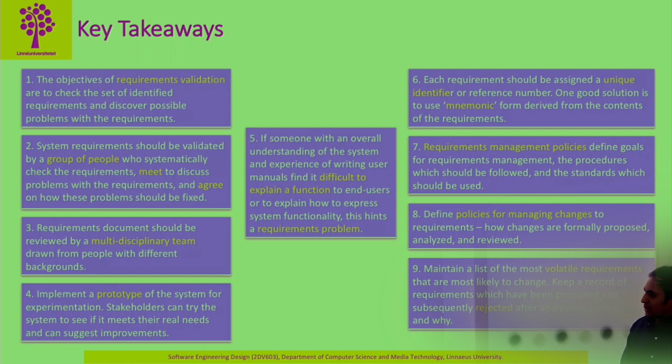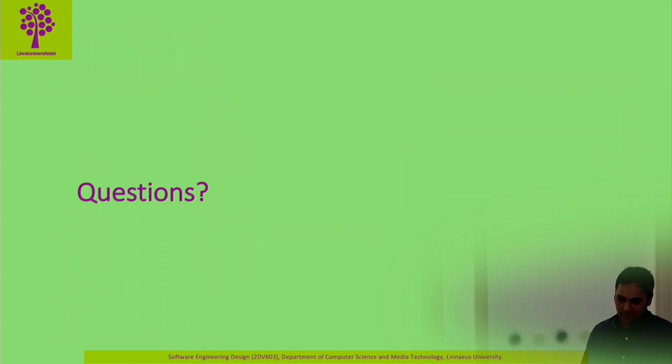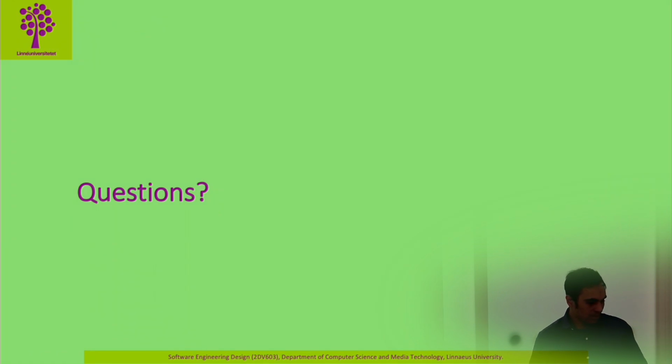And finally, you need to maintain a list of volatile requirements as well as the rejected requirements, because those requirements might come up in the near future from other stakeholders. So it will save your cost and time in terms of requirements analysis and validation. So the lecture is over here, and if you have any questions I can go through them.